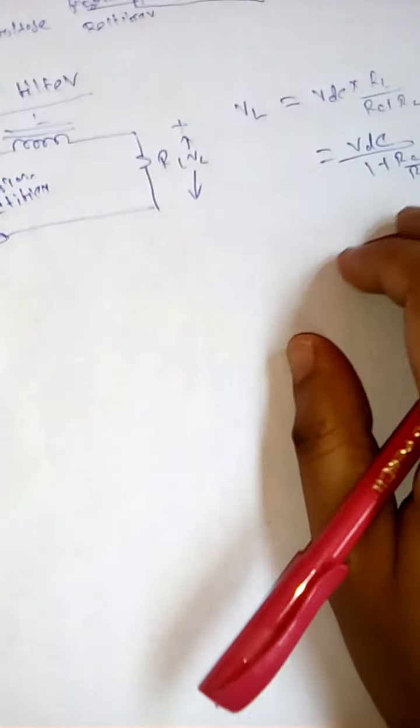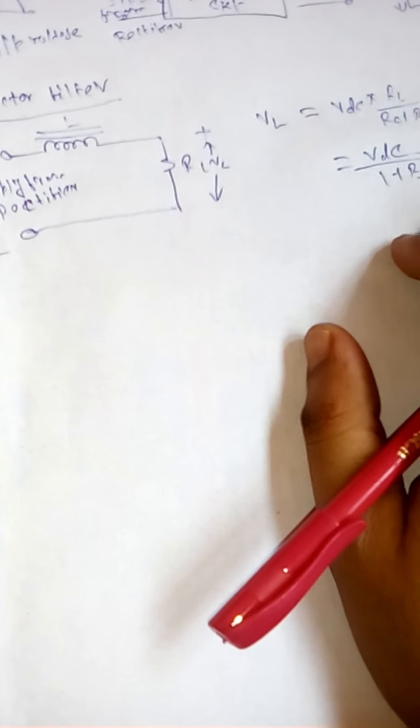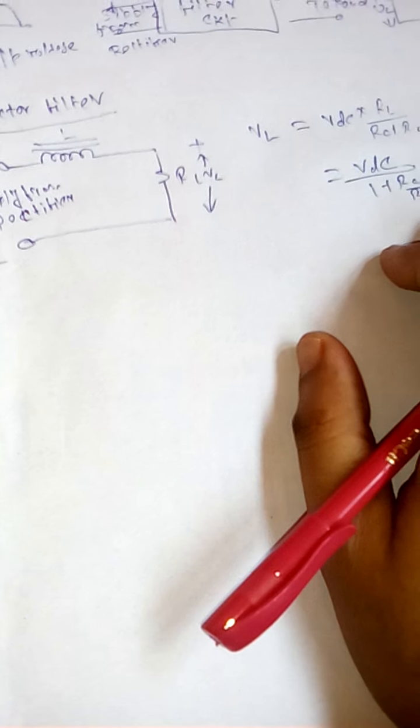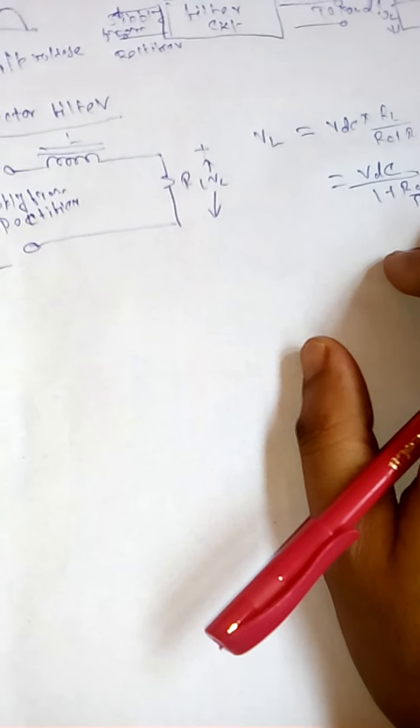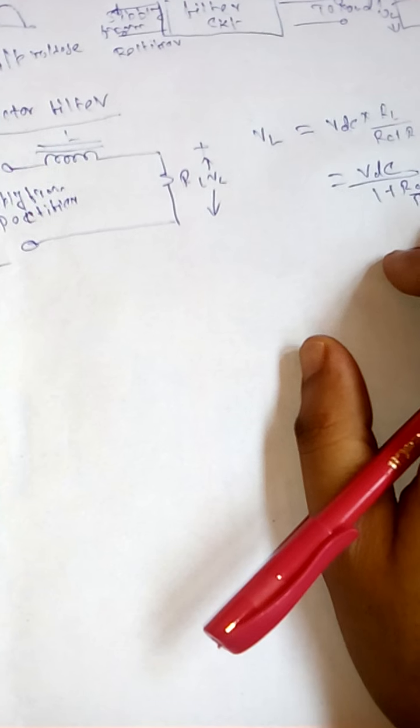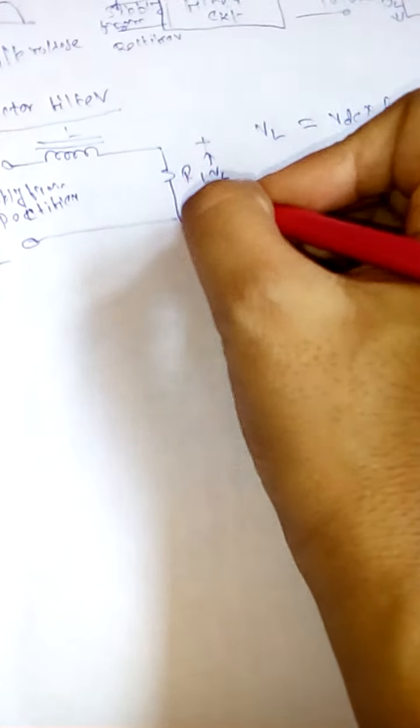For DC, the frequency is 0, so the RC is in series with the RL and forms a voltage divider. The DC voltage across the load VL is given by VDC into RL by RC plus RL, that means VDC by 1 plus RC by RL. VDC is the output voltage from the rectifier. Usually RC is much smaller than RL, therefore the whole DC voltage is available across the load RL.